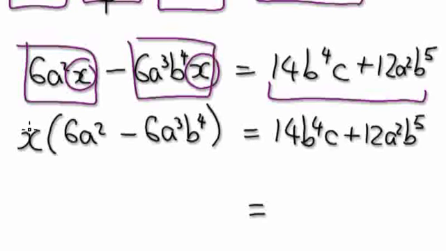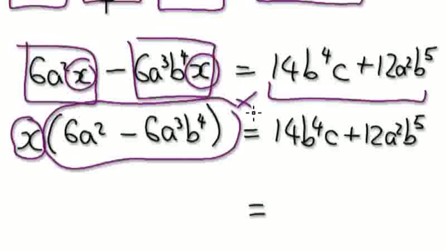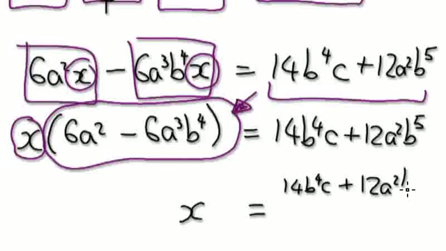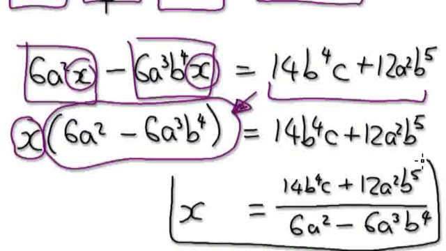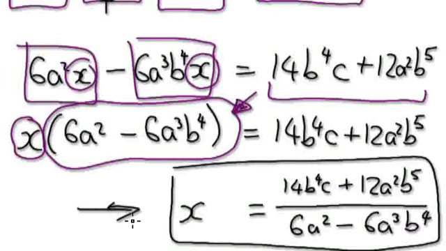Okay, and now visualize it as one bubble multiplying this whole bubble here. So divide both sides by this complicated bubble here. So it will be x equals 14b to the power 4 c plus 12a squared b to the power 5, divided by 6a squared, take away 6a to the power 3 b to the power 4. Okay, so x equals this. Ta-da!